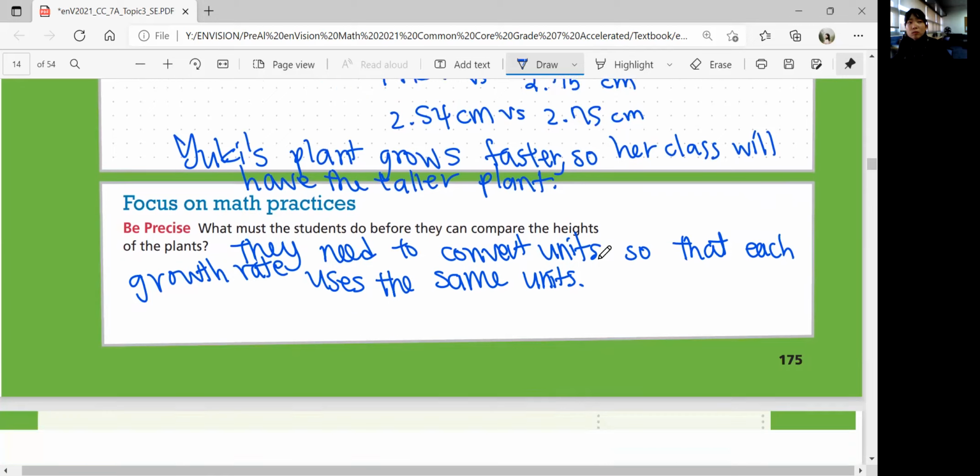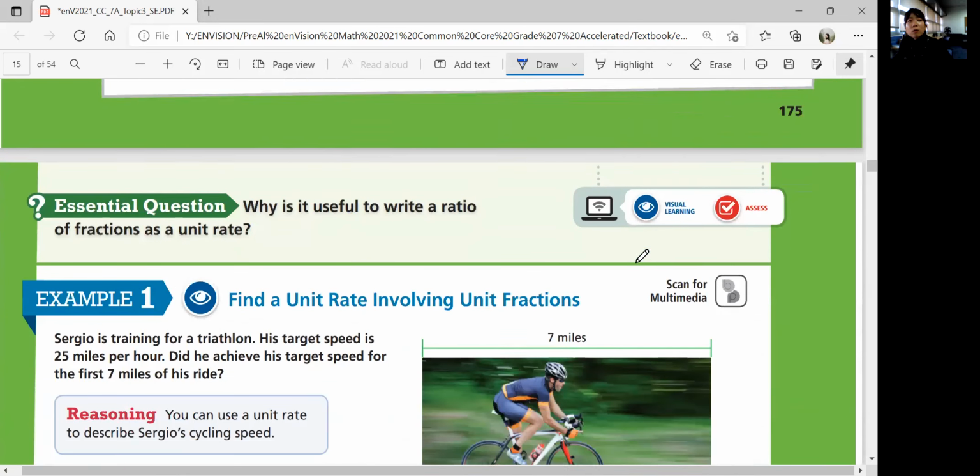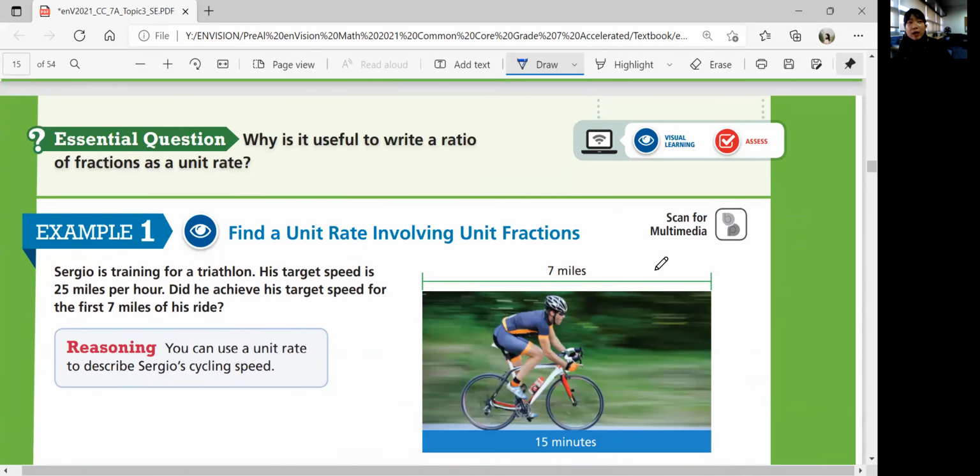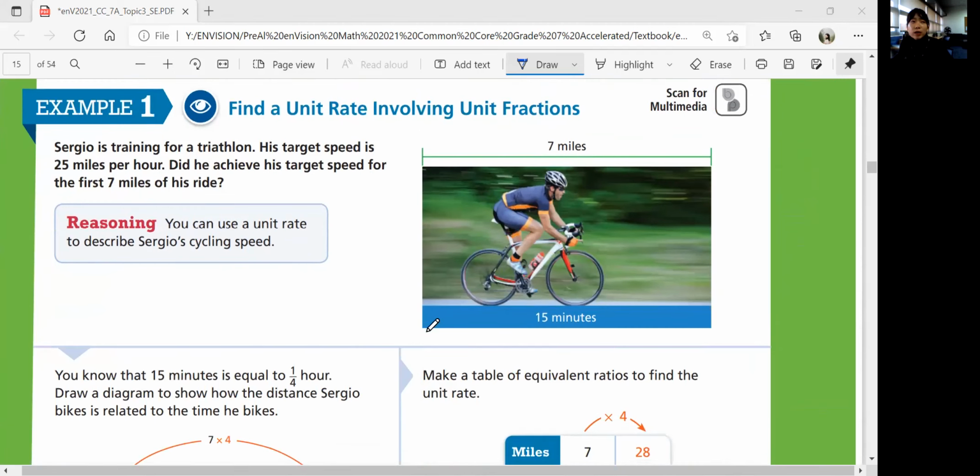All right, so think about why it is useful to write a ratio of fractions as a unit rate. Example 1, find a unit rate involving unit fractions. Sergio is training for a triathlon. His target speed is 25 miles per hour. Did he achieve his target speed for the first 7 miles of his ride?